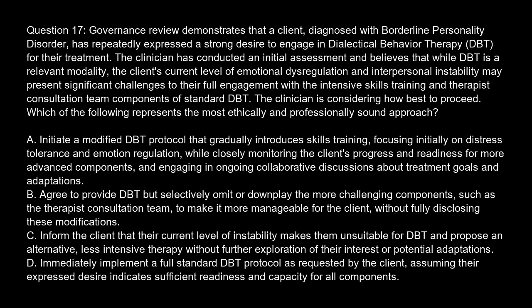Option B. Agree to provide DBT but selectively omit or downplay the more challenging components, such as the therapist consultation team, to make it more manageable for the client, without fully disclosing these modifications. Option C. Inform the client that their current level of instability makes them unsuitable for DBT and propose an alternative, less intensive therapy without further exploration of their interest or potential adaptations. Option D. Immediately implement a full standard DBT protocol as requested by the client, assuming their expressed desire indicates sufficient readiness and capacity for all components.